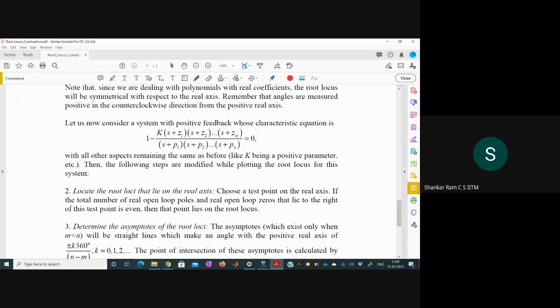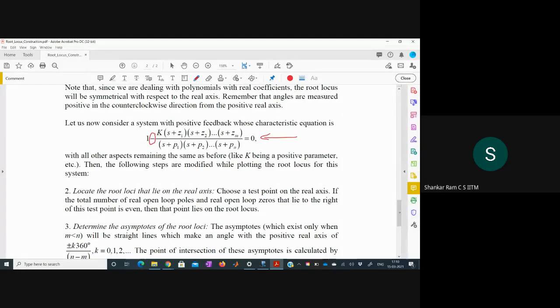I'm going back to the same document where we looked at the root locus construction. So we are considering the same structure for the open loop transfer function. As we know, the main difference now is that we have this minus in the closed loop characteristic equation, because the closed loop characteristic equation now is 1 minus G(s)H(s) equal to 0. So if we look at what will change as far as the root locus is concerned, the steps that involve the angle condition would change.